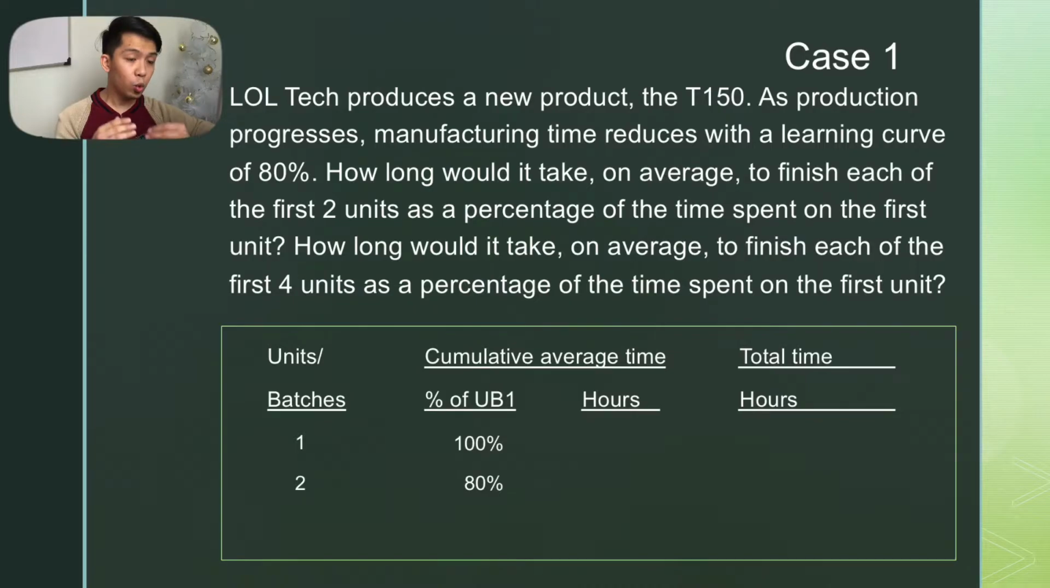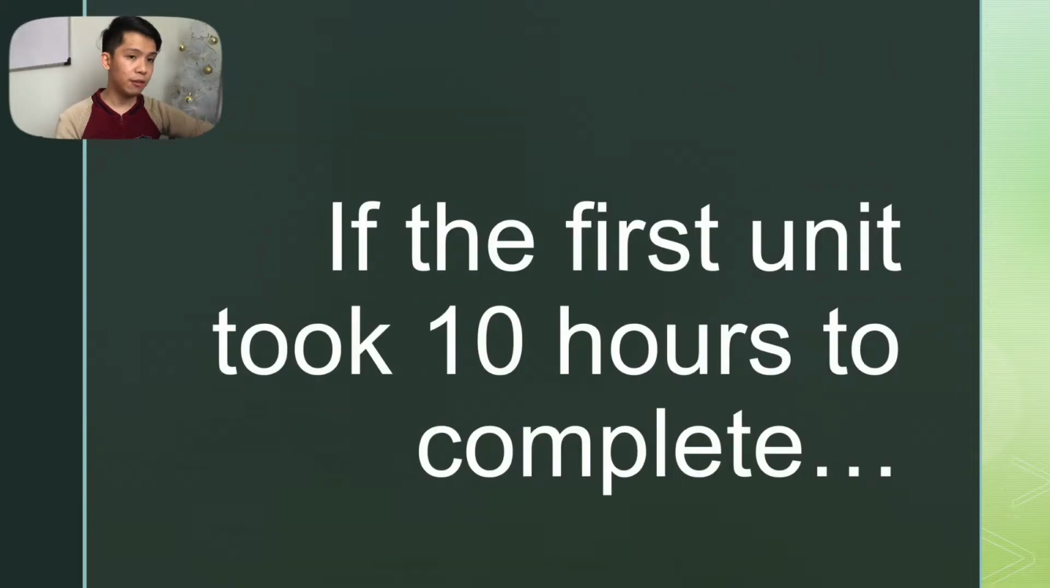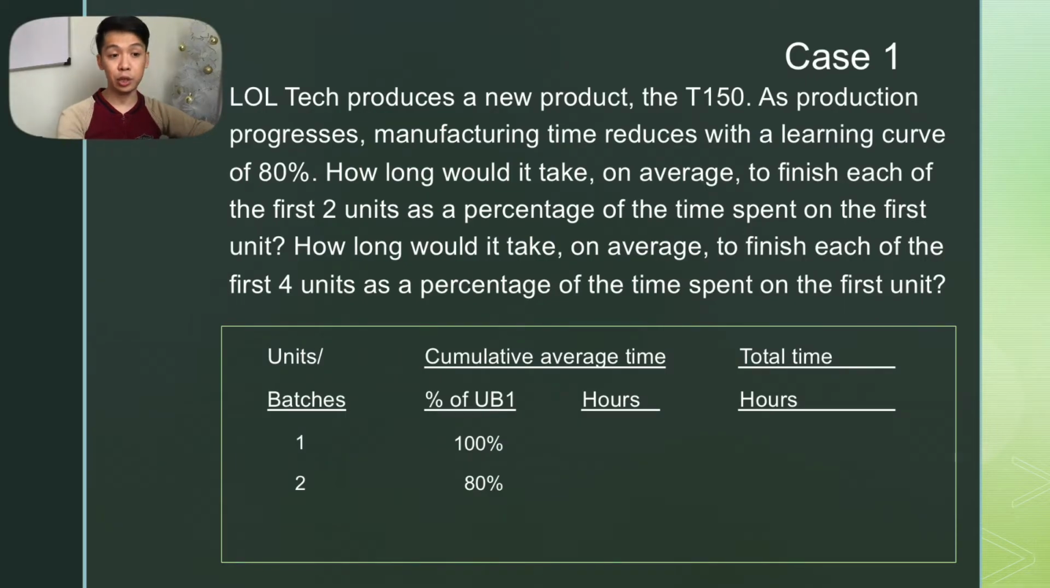Now, what does this mean? To demonstrate what this means, I would like you to assume, what if the first unit took 10 hours to complete? So what would basically happen is, in producing the first unit, it took 10 hours. Okay? Naturally, the total time will also be 10 hours, considering there's only one unit.